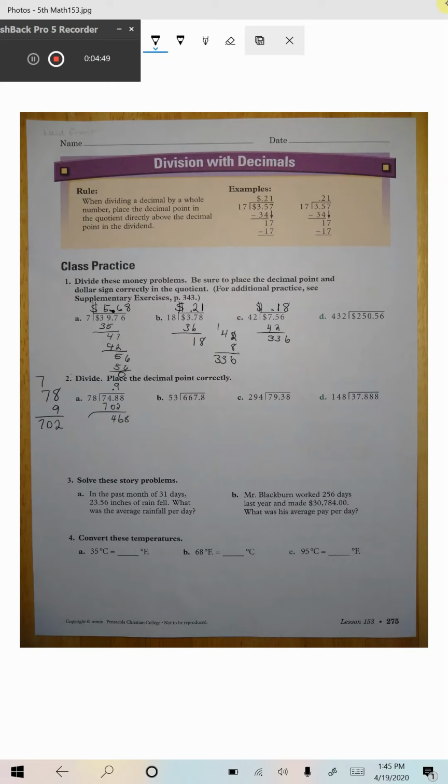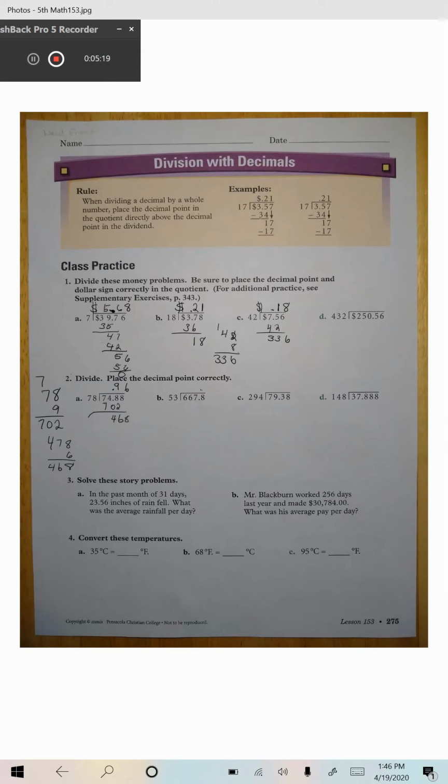7 into 46. My guess is it's a 6, because 7 times 6 is 42. Let's try it. I probably should have used an estimating number. 42, 46. All right, that worked. 0.96. All right, let's do one more together.